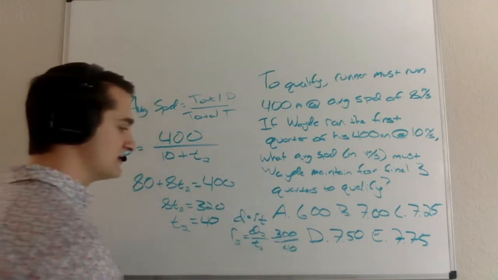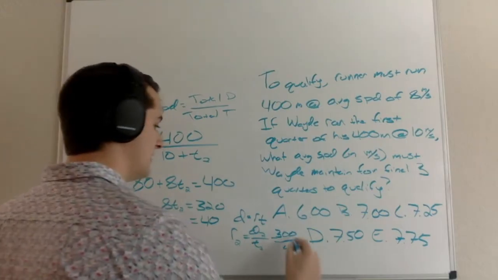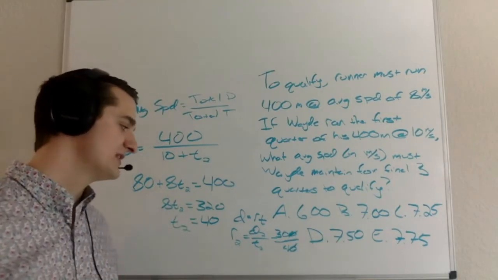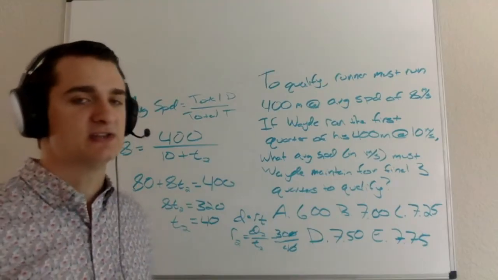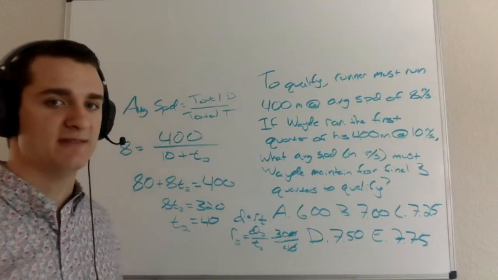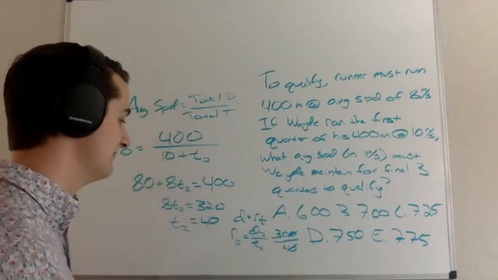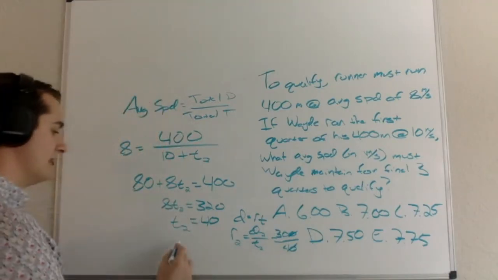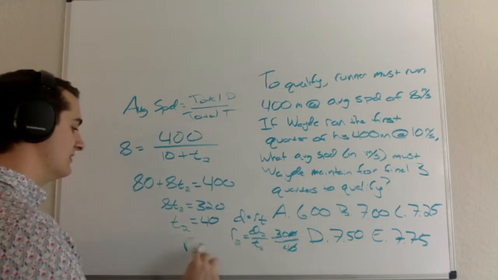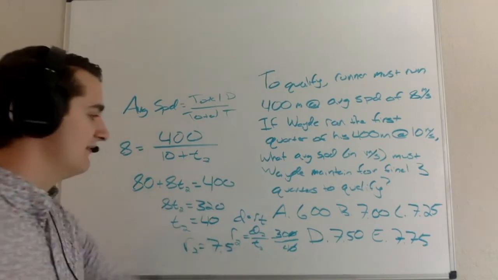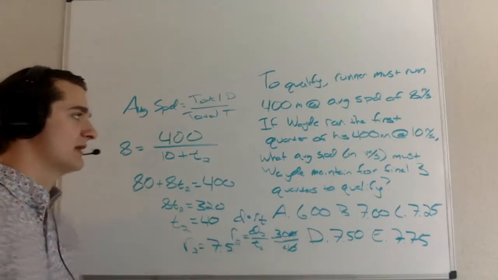And what I can do here is start to cancel, right? Cancel a 0. 30 divided by 4: 7 times 4 is 28, so 7.5 times 4 is going to give me 30. And so my second rate is going to be equal to 7.5. And obviously that's D here, so D is the correct answer.